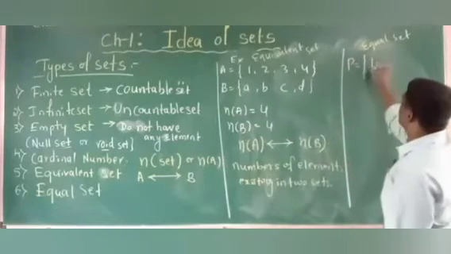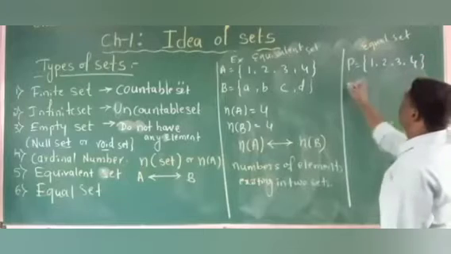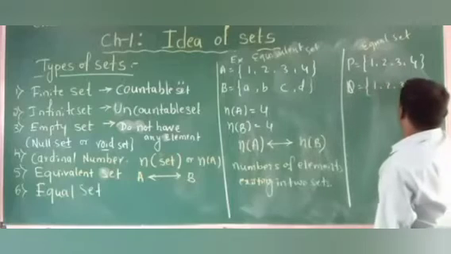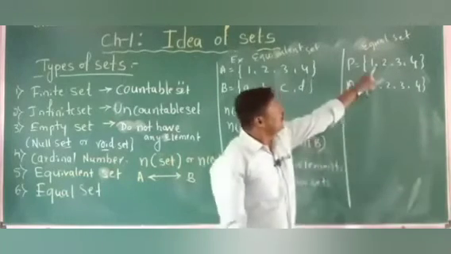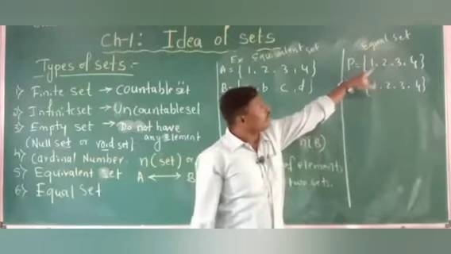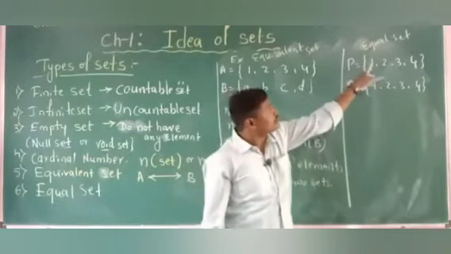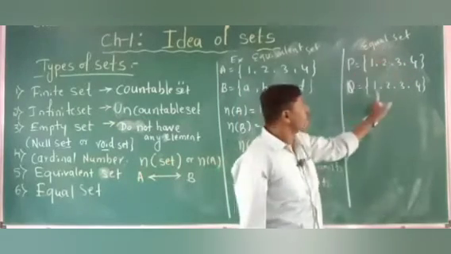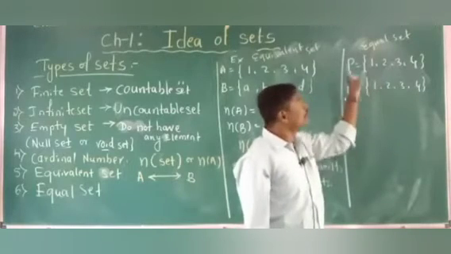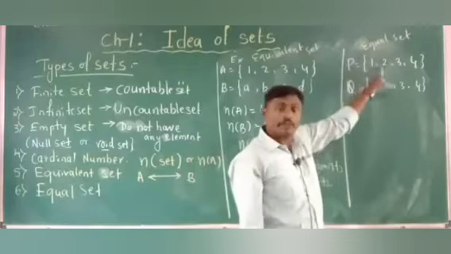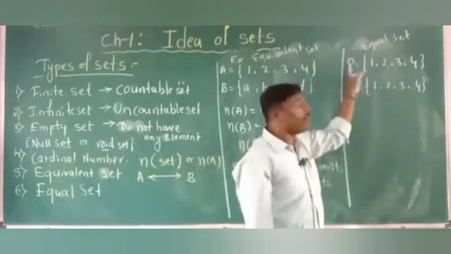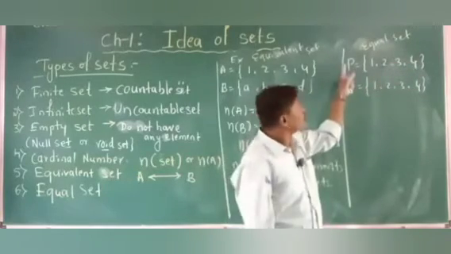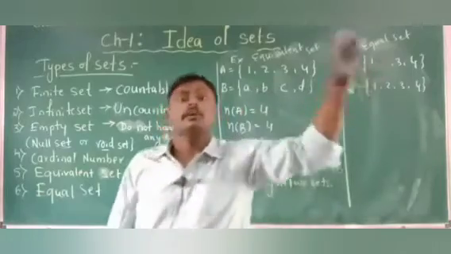The elements of set P are 1, 2, 3, 4. Set Q, the elements of this set Q are 1, 2, 3, 4. Just observe the elements existing in set P and Q. What are the elements existing in set P? 1, 2, 3, 4. These four elements exist in set Q also. It means 1 belongs to set P, and it belongs to set Q also. 2 belongs to set P as well as set Q. And 3 and 4 also belong to both set P and set Q.